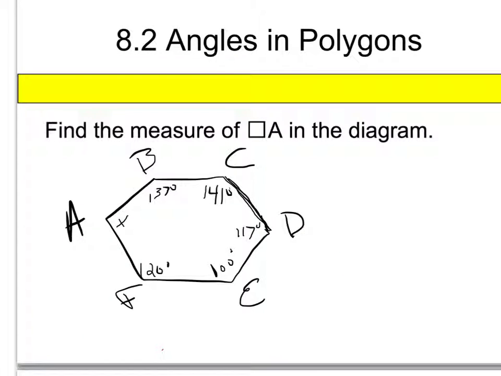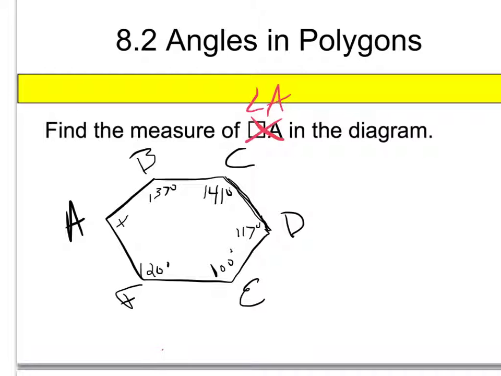Again, we have another example. On this one it says find the measure of, whoops, that's supposed to be angle A, not quadrilateral A. Angle A in the diagram. So if you look up here, if you know how to do that or have any idea how to do that, please give it a shot, give it a try, pause now, and do that. So looking up here, it says find the measure of angle A in this diagram.